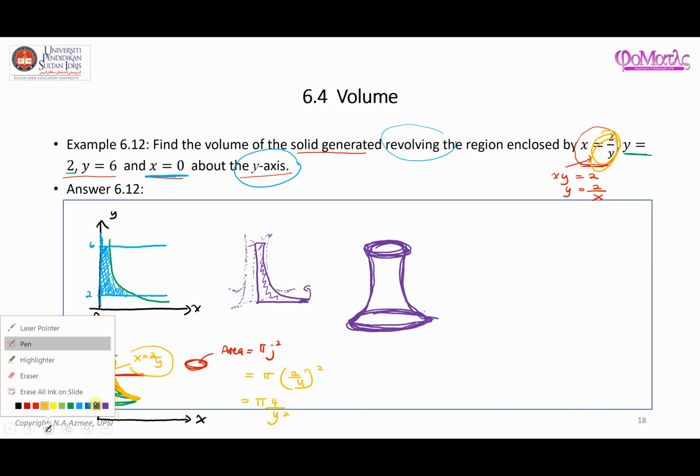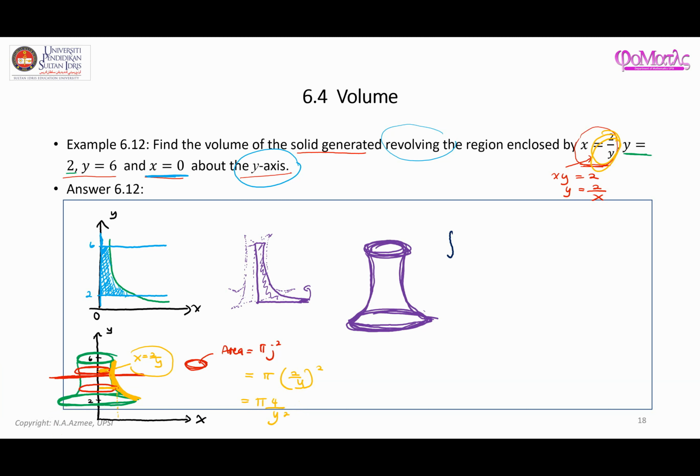Okay, so we're going to continue with that. So we have the limit, you can see this is the limit of y from 2 until 6. The lower limit is 2, the upper limit is 6. Next we have pi 4 over y squared dy.